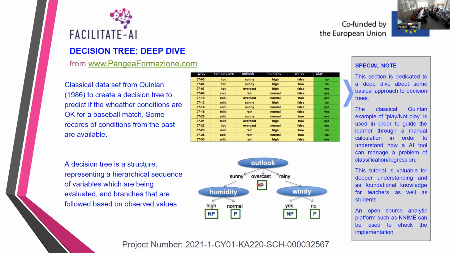The decision tree is a structure representing a hierarchical sequence of variables which are being evaluated, and they have branches that are followed based on the observed value. So this is the structure, and that can be done manually.